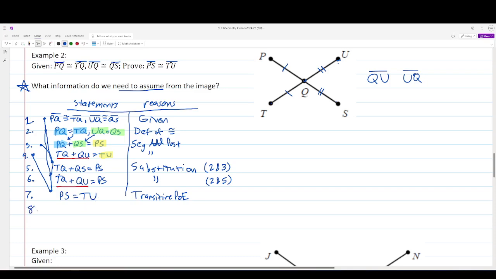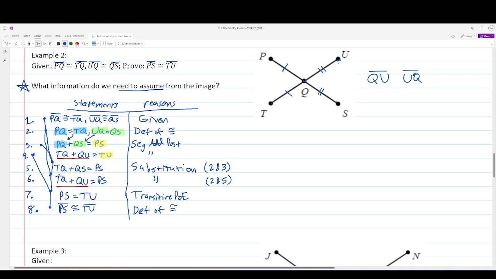And then our final step, because this isn't exactly the prove statement, so straight down from here, we need PS segment is congruent to TU segment. And we change from equal to congruence using the definition of congruent segments.